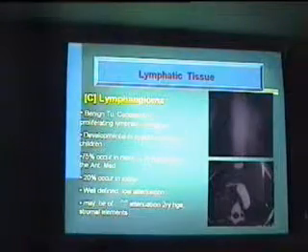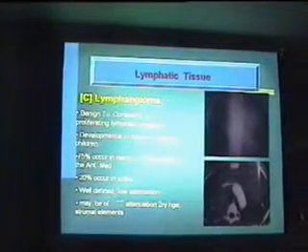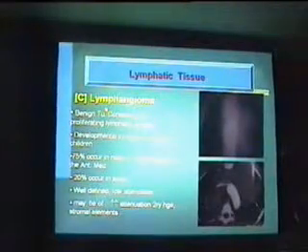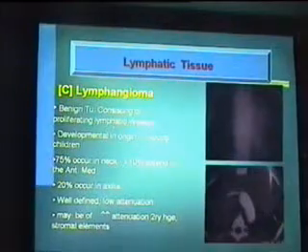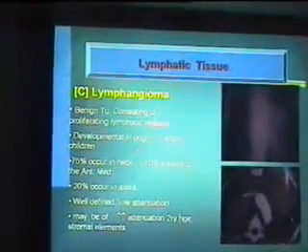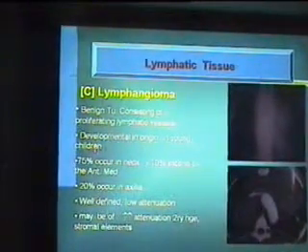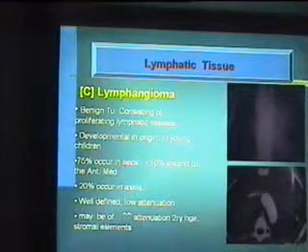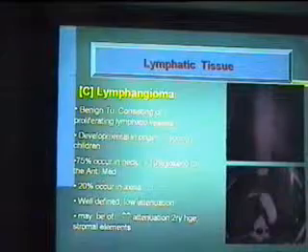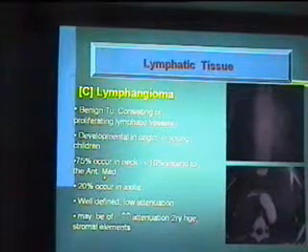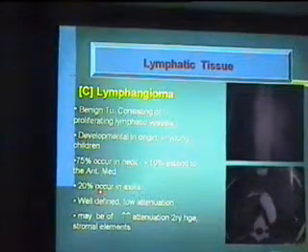Okay? Other than the cyst, I also have lymphangioma. Lymphangioma is a benign tumor consisting of proliferating lymphatic vessels, developmental in origin, usually in young children. 75% occur in the neck and 10% extend, so extend where? To the anterior mediastinum. 20% occur in the axilla.